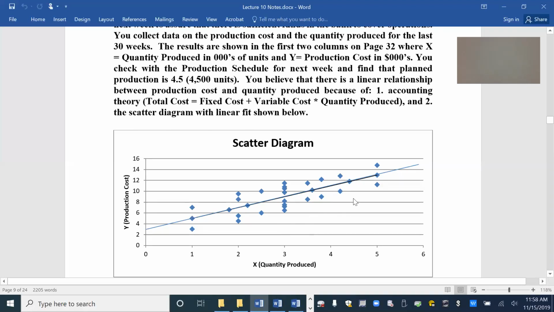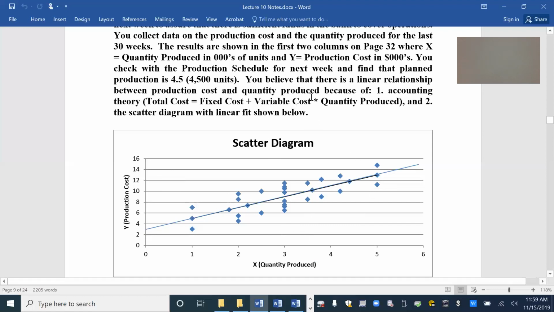And where is 4.5? It's over here somewhere, right? So I'm going to be predicting a lot more money's needed than just the $9,000. I'm going to be over here, somewhere around 12 grand is what I'm going to guess. So because of the scatter diagram, we think there's a straight line between these two variables.